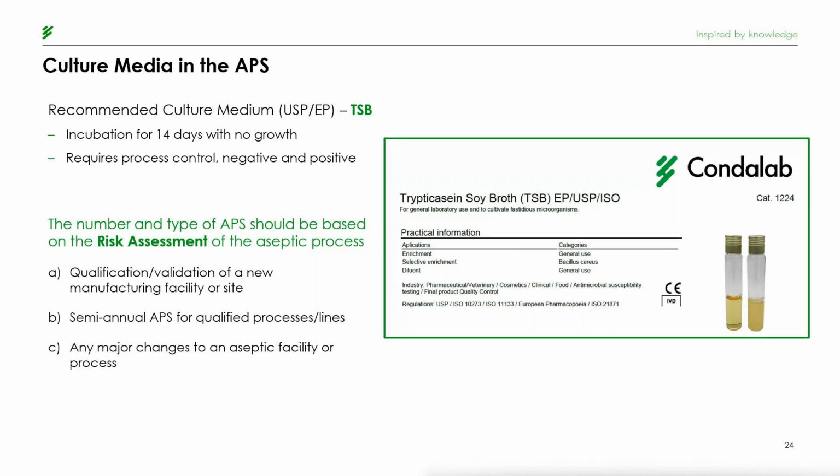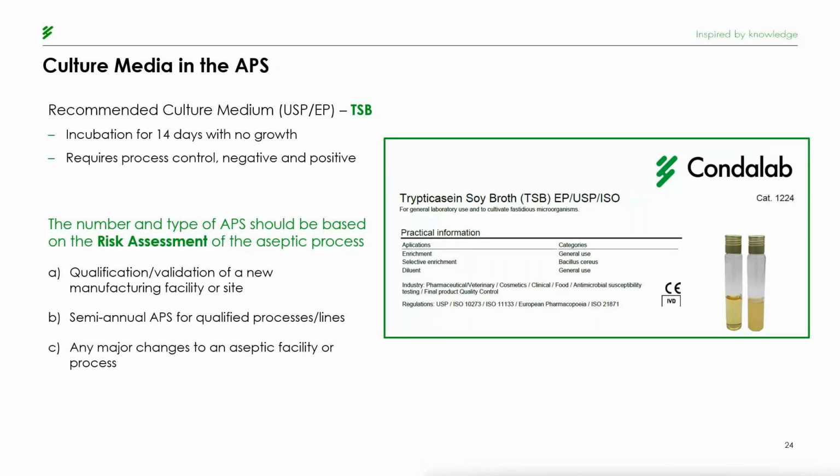Within the TSB formulation, we find certain compounds, such as, for example, sodium chloride, that is going to supply essential electrolytes for transport and osmotic balance, and some other agents. This culture media is going to be incubated for 14 days, and at the end, there should be no growth of any kind. The APS requires three controls: process control, negative, and positive controls.